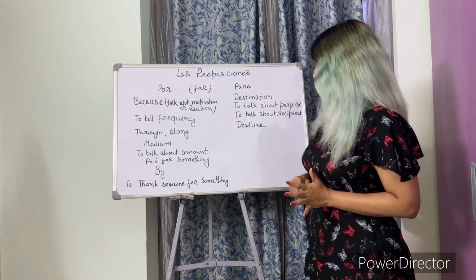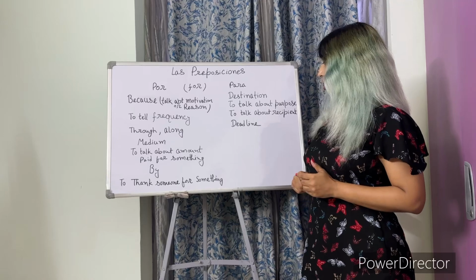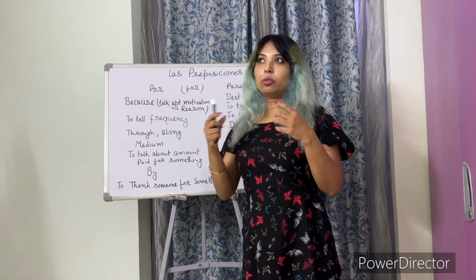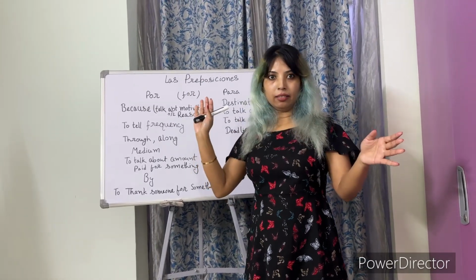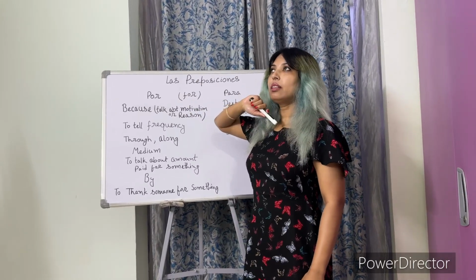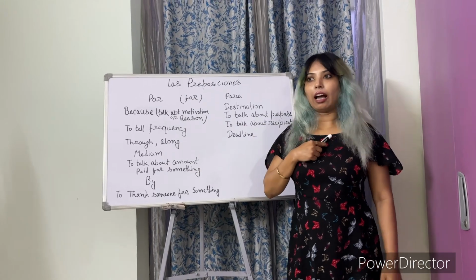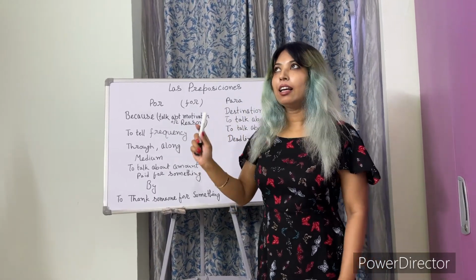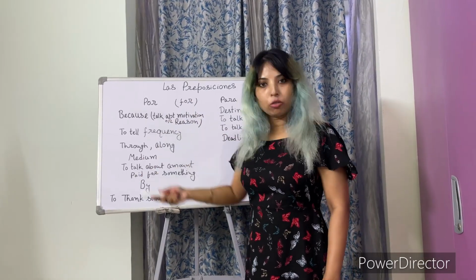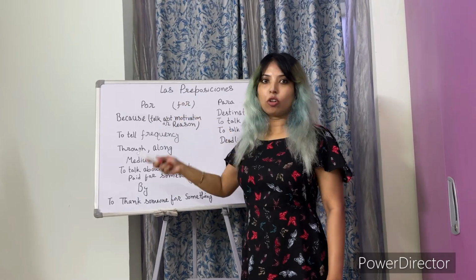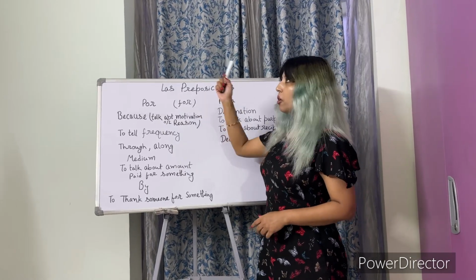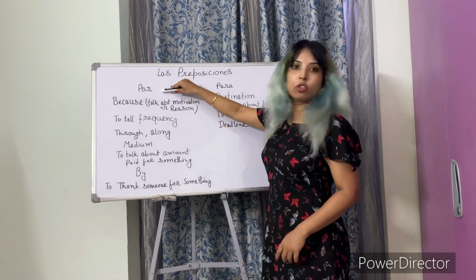Or if I want to mention the time period, like today I'll work for 10 hours, then also I will use "por." I'm going to work for 10 hours today: "voy a trabajar por 10 horas hoy." "Voy a trabajar," I'm going to work, "por 10 horas," 10 hours, "hoy," today. So when you want to mention some time period, you are supposed to use "por."